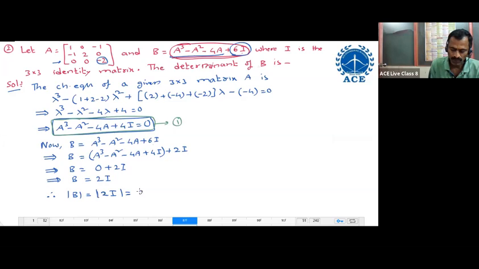This is equal to 2 power, where A is a 3 by 3 matrix, so B is also 3 by 3. This is 2 power 3 into determinant of I, which is equal to 8. Since the determinant of a scalar multiple k of an n cross n matrix A equals k power n into the determinant of A. That's it. This is the value.